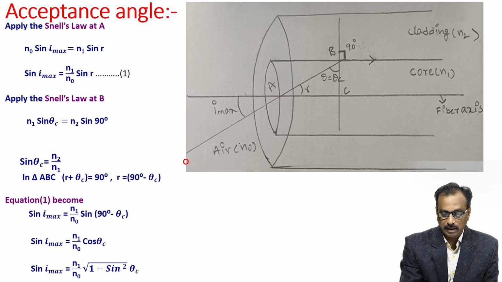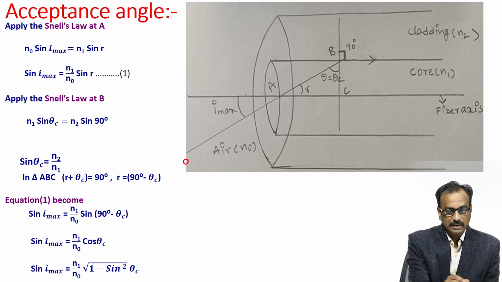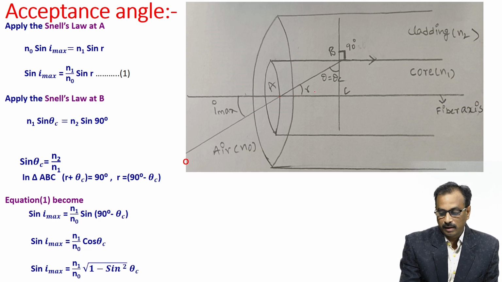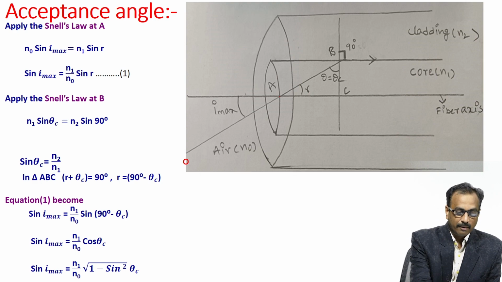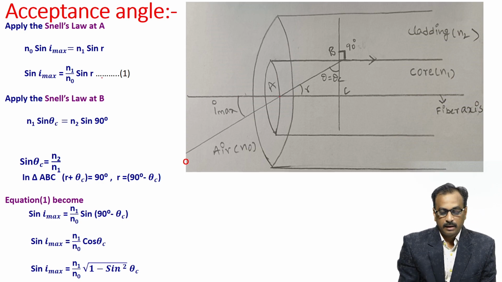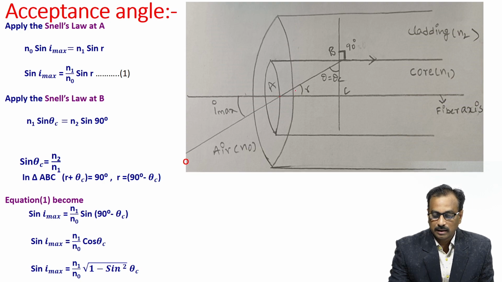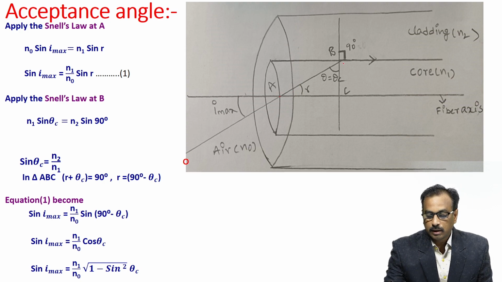Now the light is launched into the optical fiber through the air medium. The air refractive index is n naught, sin i maximum, and n1, the core refractive index, sin r. So sin i maximum equals n1 by n0 sin r. This is equation 1.